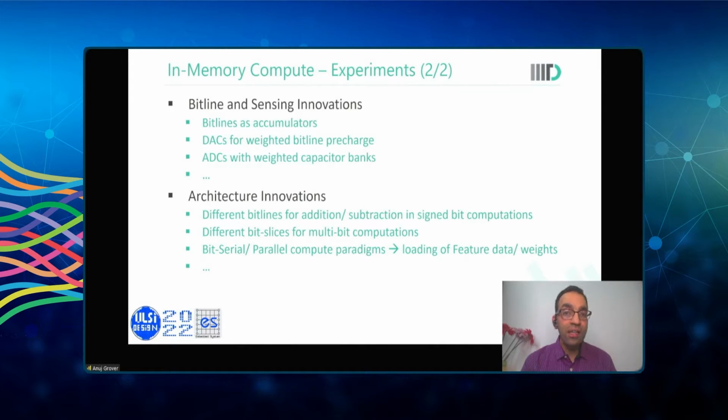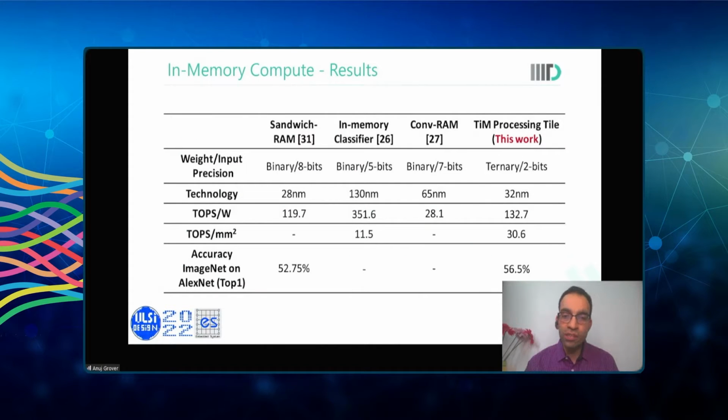Simultaneously, there are also architecture level innovations. For example, for signed bit computations, there are separate bit lines for addition and subtraction, different parts of the array, or a bit slice doing these different computations, and then some logic in the IO periphery to merge them. Different bit slices for doing different multi-bit computations. Again, bit serial parallel compute paradigms, loading of feature data and weights inside the memory. A lot of things are happening, and no wonder we also are seeing a wide range of results.